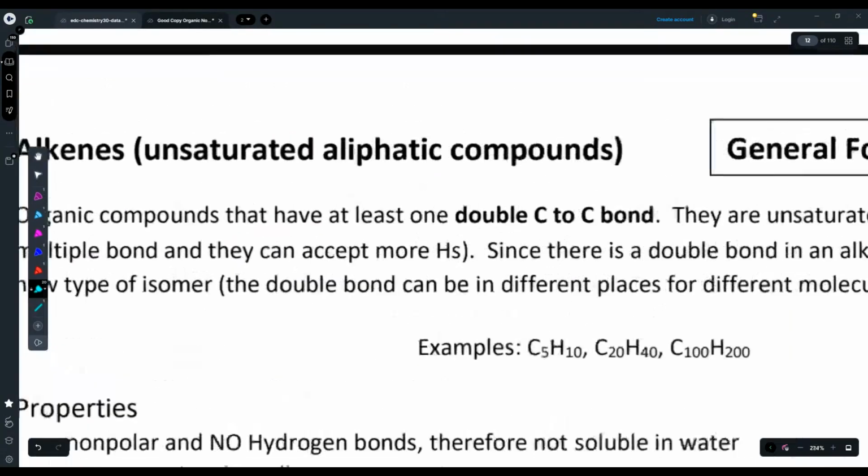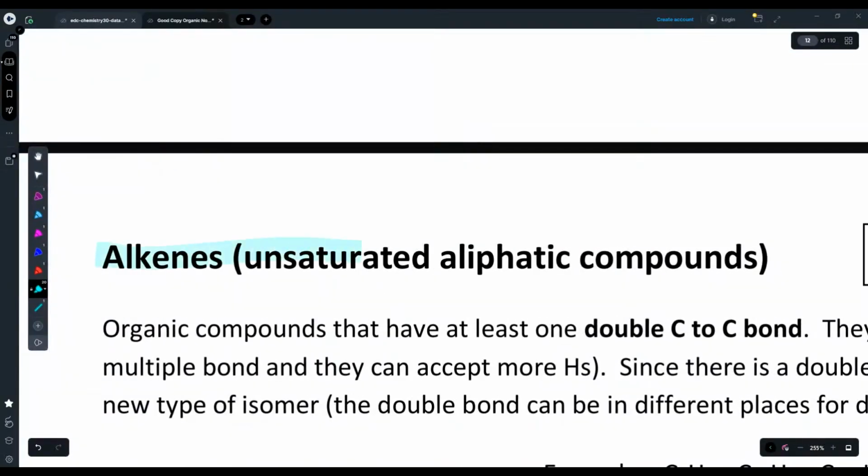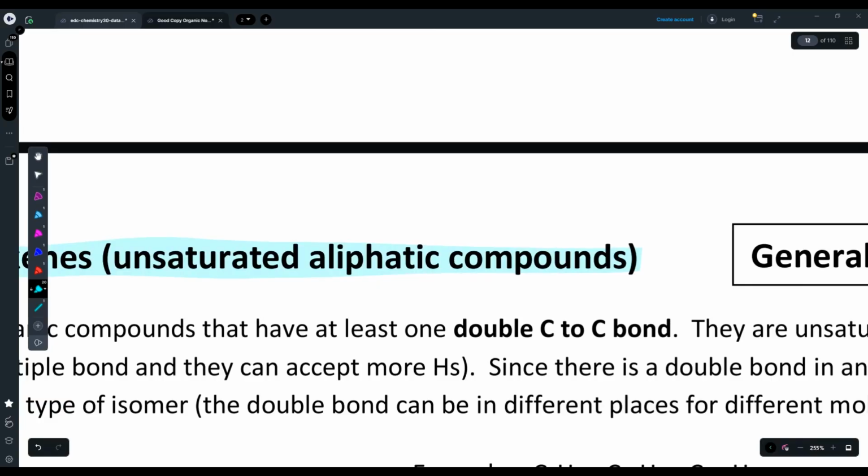Okay, so alkenes, these are unsaturated aliphatic compounds. So what does that mean? So alkenes, they are basically carbon chains that have double carbon-to-carbon bonds. Because we don't have the maximum amount of hydrogens attached to our carbons, because of the presence of double bonds, that's why it's unsaturated. And we call these aliphatic because there is no benzene ring in these compounds.